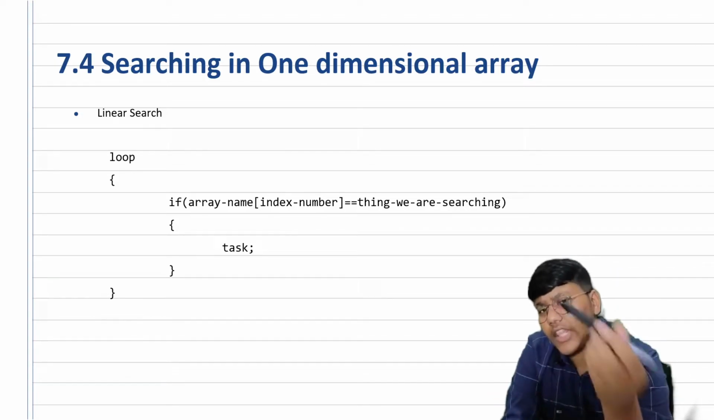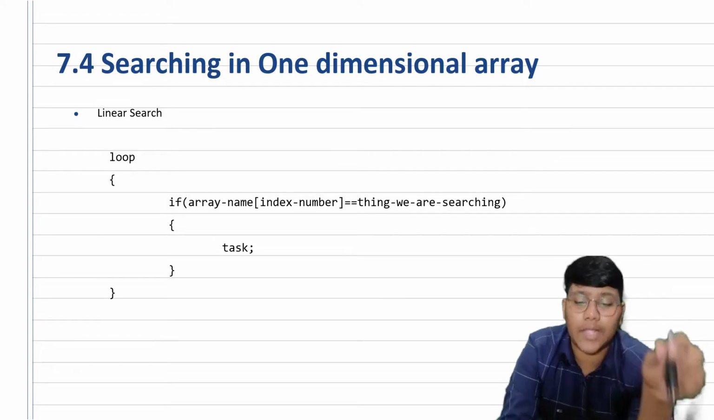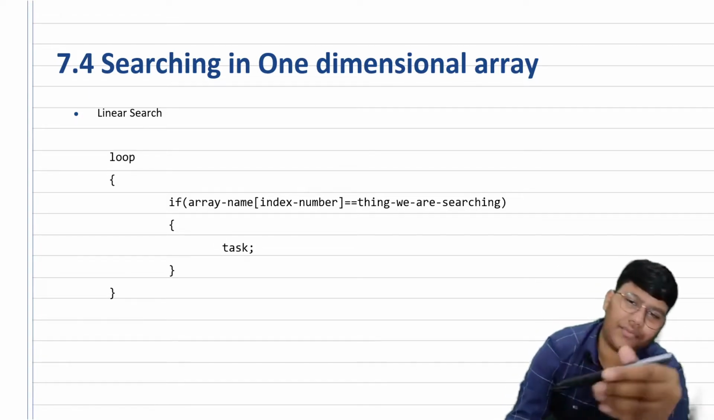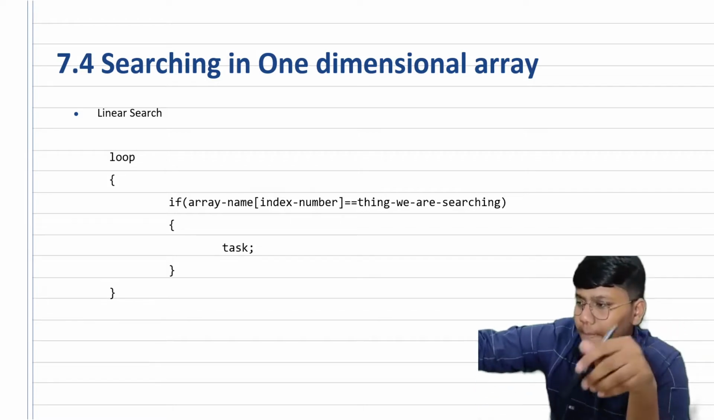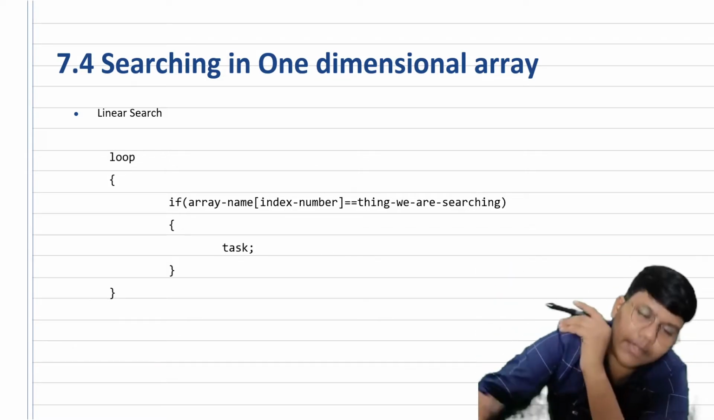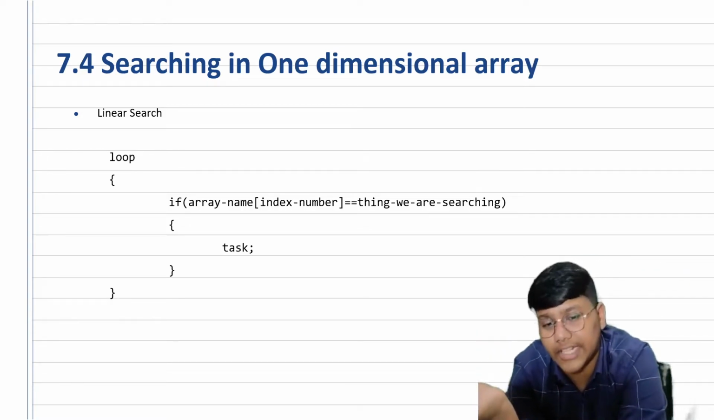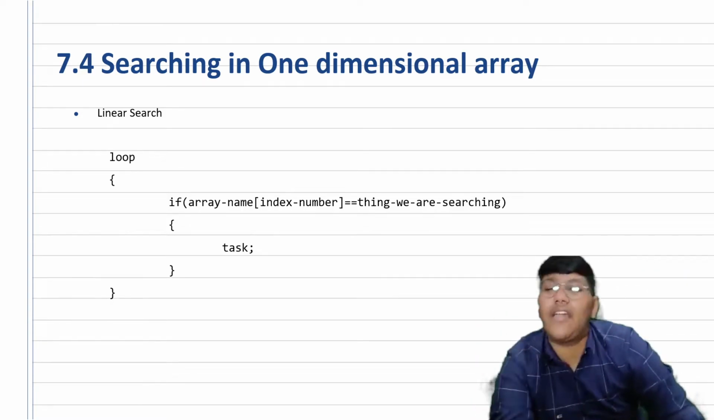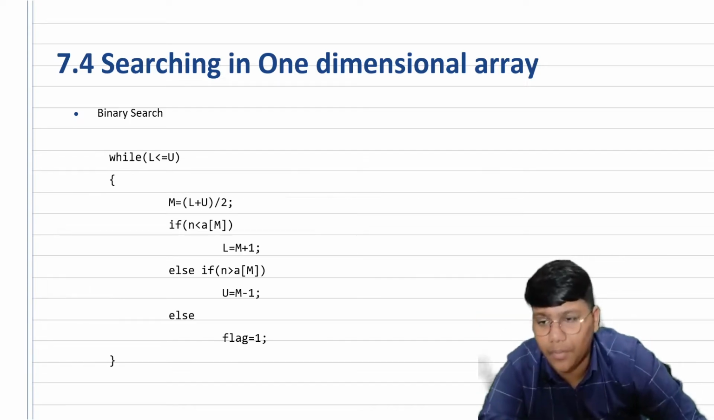Simple. We are using the loop. The variable running the loop will be used as the index number every time the loop runs, and if the place with the index number of the variable running the loop is equal to the thing we are searching, it will perform a task. This is the easiest form of linear search.